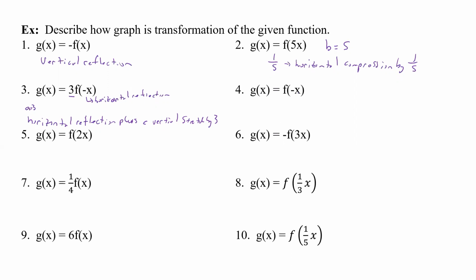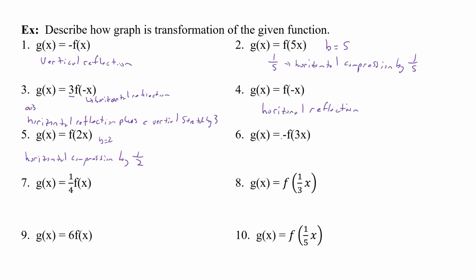What about this one here? Well, that's just negative x, so that's just a horizontal reflection. And again, some of these are the basic things. Some of them, you actually have to know what you're doing. So here, b is 2. It's greater than 1. And so we're going to have a horizontal compression by 1/2 because b is equal to 2, and so 1/b is 1/2.